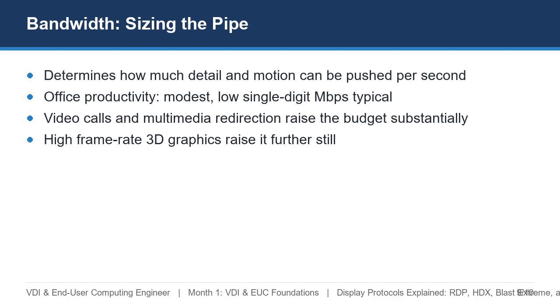Bandwidth determines how much detail and motion the protocol can push through per second. A single office productivity session typically needs a fairly modest budget, but add video calls, multimedia redirection, or high frame rate 3D graphics and that budget climbs substantially. We'll come back to concrete bandwidth planning per workload type in Module 3's networking lesson and Module 5's Teams and multimedia lesson.